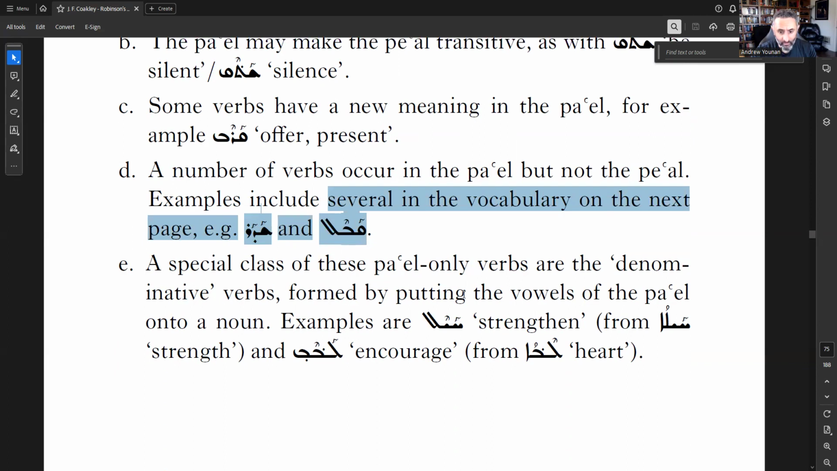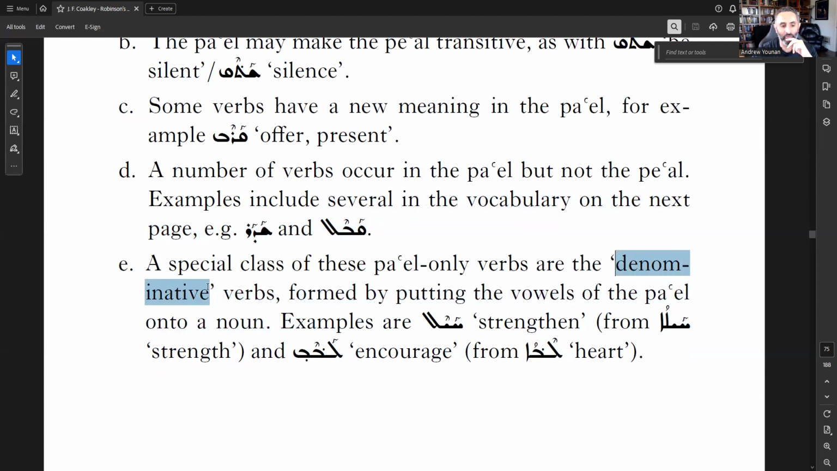Some of these are denominative, formed by putting the vowel on a noun. Examples are hayyil, to strengthen, from hayla, and labbu, encourage, from libba, heart. I don't know how you know that. This just means he's claiming that some verbs are denominative, meaning they come from a noun.